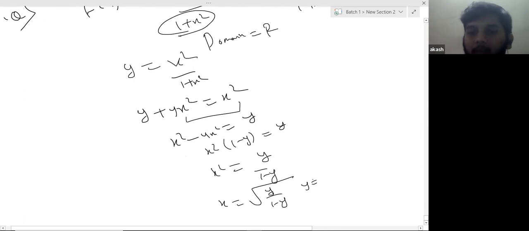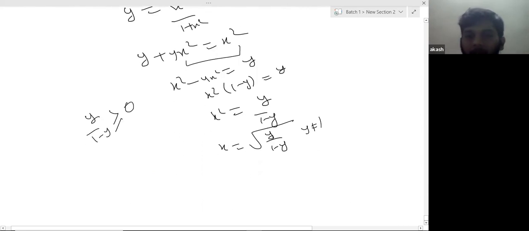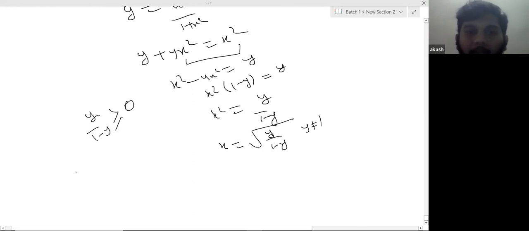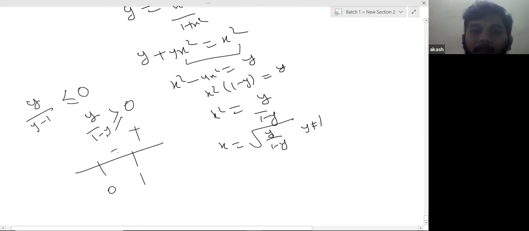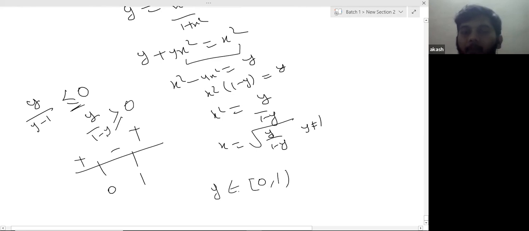So y obviously cannot be equal to 1, and y upon 1 minus y should be greater than or equal to 0. Now again we use the wavy curve method, but this coefficient is negative, so first make it positive. So y upon y minus 1, change the sign. Factors are 0 and 1. So positive, negative, positive. We want the negative one. So 0 to 1, but 1 cannot be included. So y belongs to [0, 1).